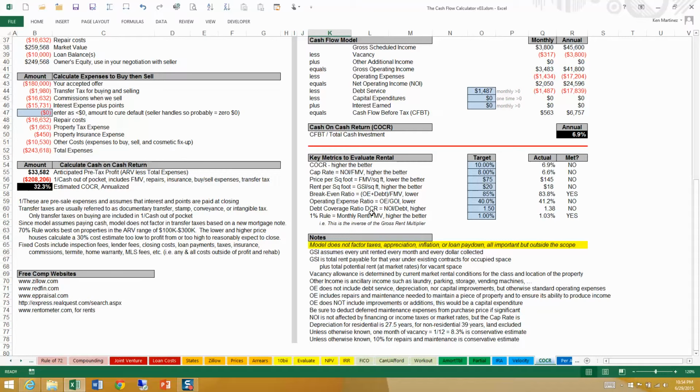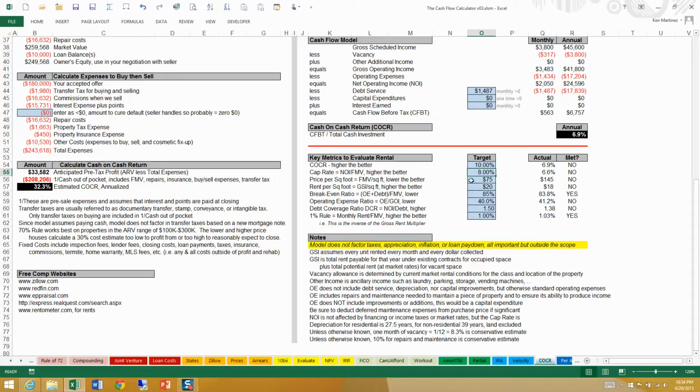the most common metrics you may want to evaluate besides the cash-on-cash return when you're evaluating a rental property, at least to purchase, and does it make sense as a rental. So you put what your target is. If you want a 10%, this will actually tell you if you're meeting it, yes or no. If you're interested in evaluating based on a cap rate, 8% is probably pretty good.